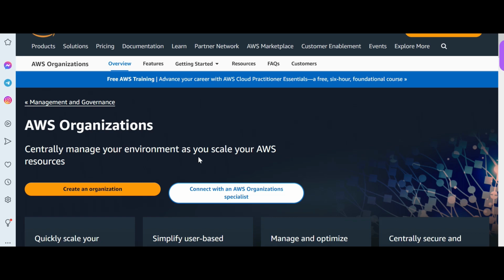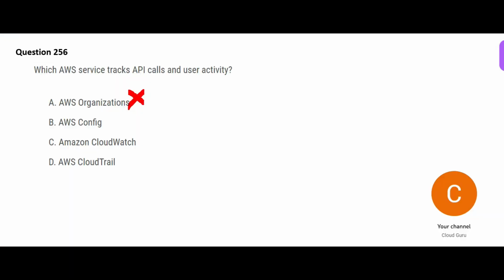When you have just started small, even if you don't use this, you can still manage. Okay, there will be no hair fall. But the moment you scale up to thousands of services, hundreds of services, you will start having hair fall, so much tension to manage. So use Organizations for that. This will not help you with user activity API calls.